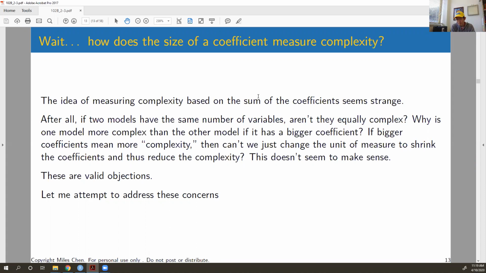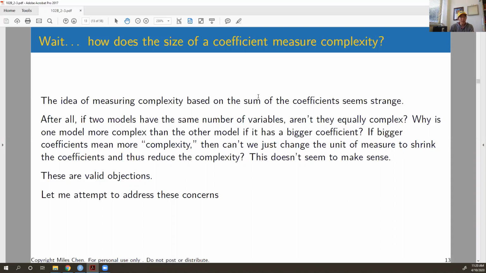Sometimes students have trouble with this, right? So if you have two models and they have the same number of variables, this model has 4 variables and this model has 4 variables, aren't they equally complex? Just because this model has bigger coefficients, how is that more complicated than the other, right?